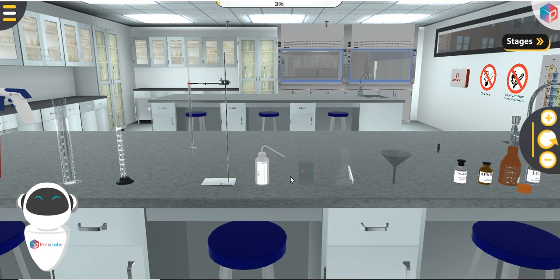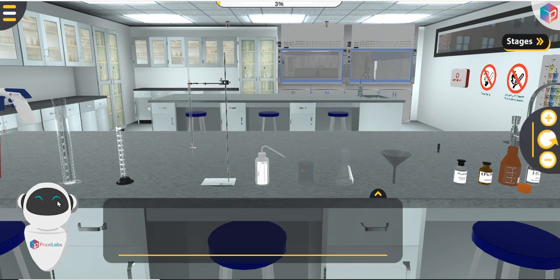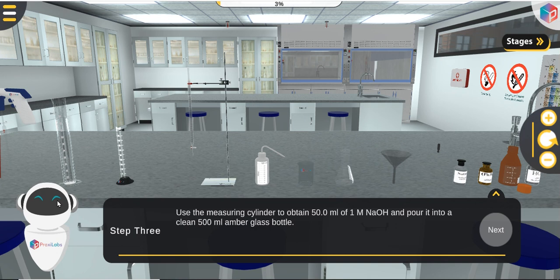Instructions given. Okay. What next do I do? The next step is to use the measuring cylinder to obtain 50 ml of 1 M sodium hydroxide and pour it into the clean 500 ml amber glass bottle. First of all, take the funnel, and then measure 50 ml of sodium hydroxide.